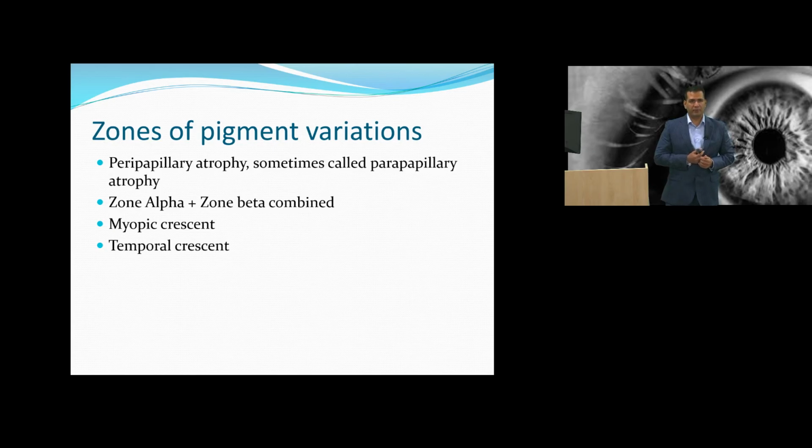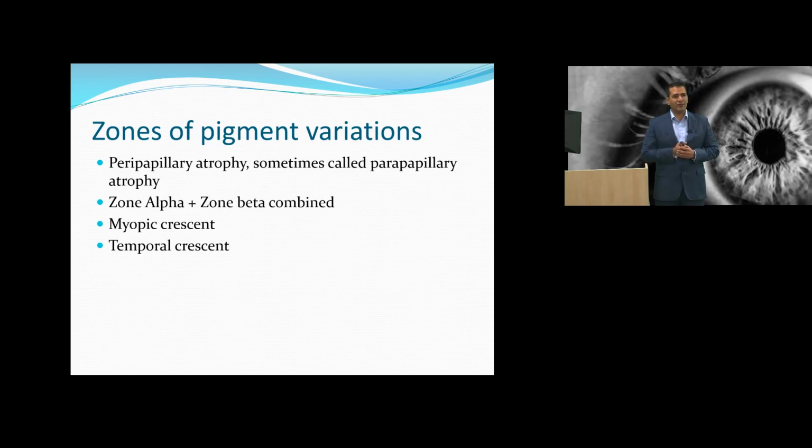Let me try and simplify things a little bit. Peripapillary atrophy is also sometimes casually referred to as parapapillary atrophy in certain journals and articles. Zone alpha and zone beta are parts of peripapillary atrophy. So when you combine the zone alpha and zone beta, it represents the overall peripapillary atrophy. Myopic crescent and temporal crescent are also terminologies that are used in textbooks that signify the same thing.